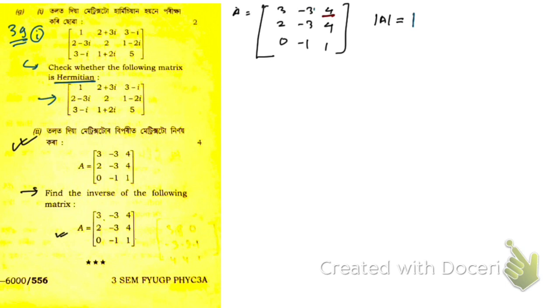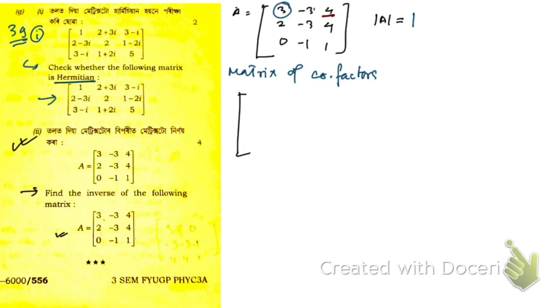So now let me find the adjoint matrix. Before that I need to find the matrix of cofactors, okay? So how to find that matrix of cofactors? First, how to find the cofactor of this element?